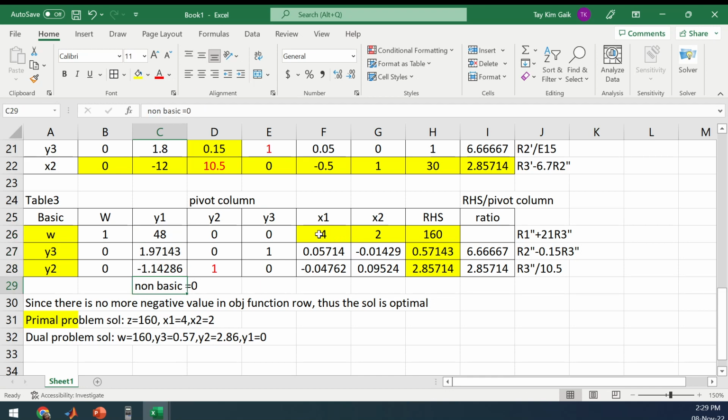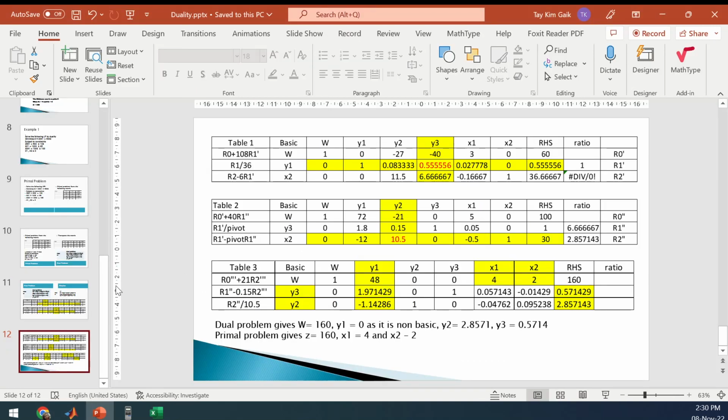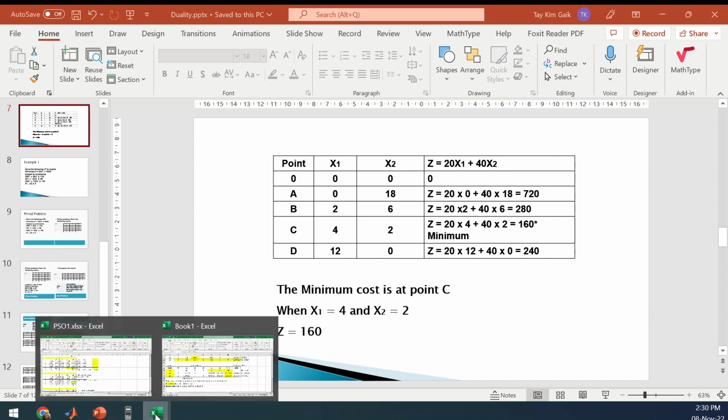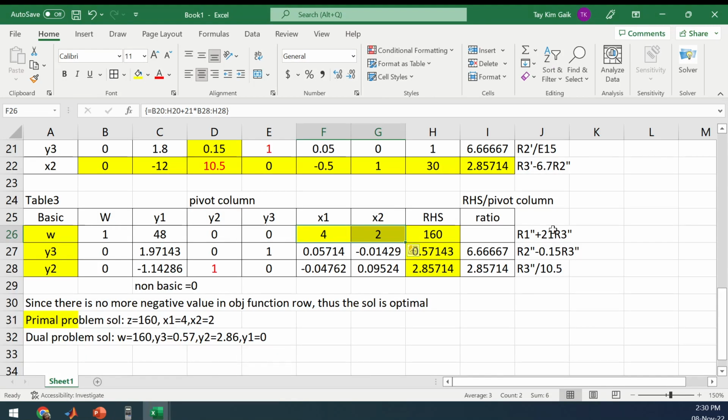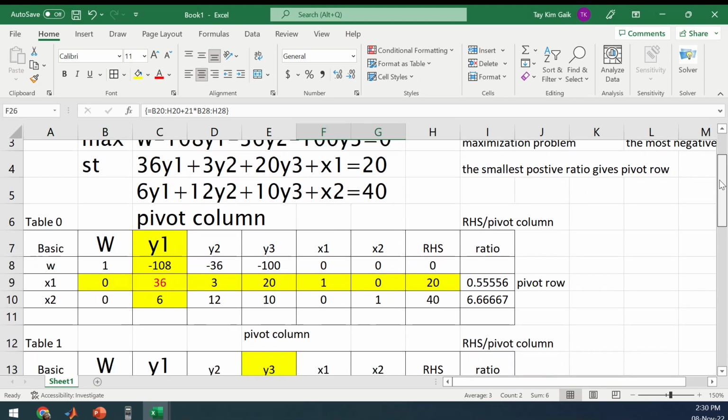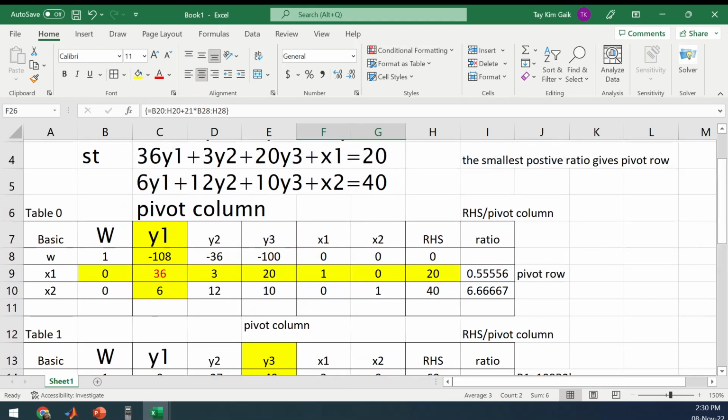X1, x2 is actually the decision variable from the primal problem, where we read it from the first row. X1 is 4, x2 is 2, which actually tallies with what we obtained in the previous video using the graphical approach. X1 is 4, x2 is 2, and your Z is 160. So this is using the duality.